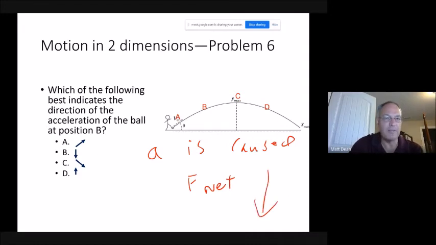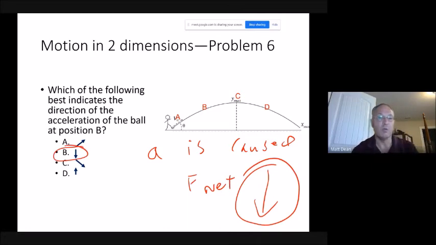So it doesn't matter if this question asks about the direction of the acceleration at A, B, C, or D. In every case, the direction of the acceleration is the direction of the net force. Since that's gravity, that's always straight down. Answer B would be what we're looking for on this one.